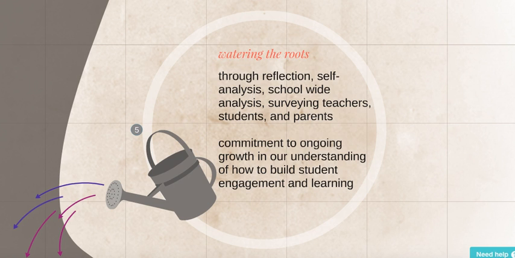We need to then water the roots of what we have started. We can do this through reflection, self-analysis, school-wide analysis, surveying teachers, students, and parents. We have to maintain a commitment to ongoing growth in our understanding of how to build student engagement and learning. Again, in the book Co-Teaching That Works, there are several samples of surveys that you can provide for teachers, students, and parents. There's also an observation spreadsheet that would allow another educator or administrator to observe the two teachers in their roles and make notes about key areas that seem to be working well and where changes might need to be made.